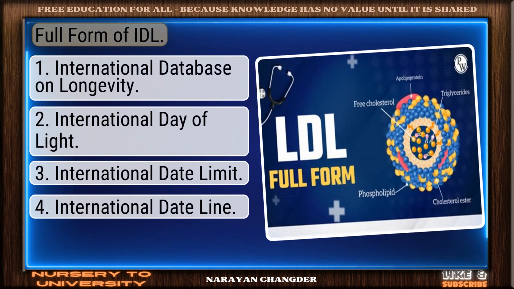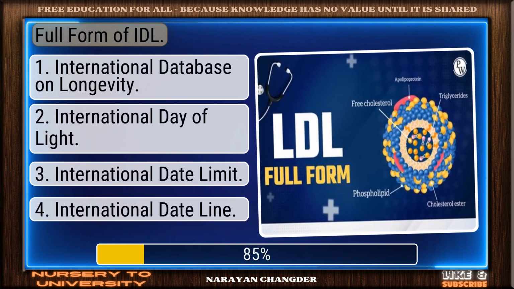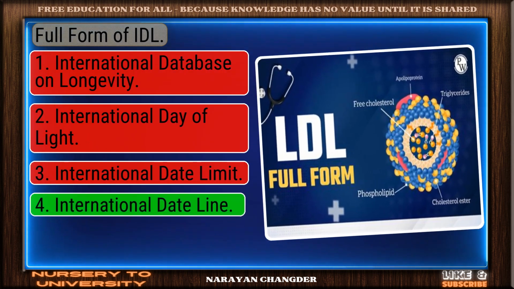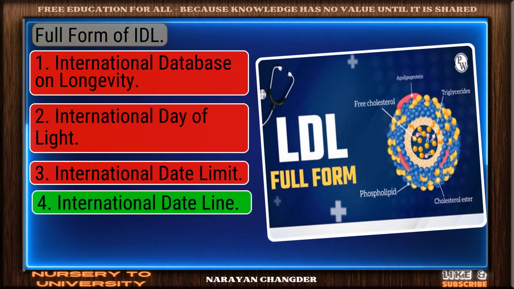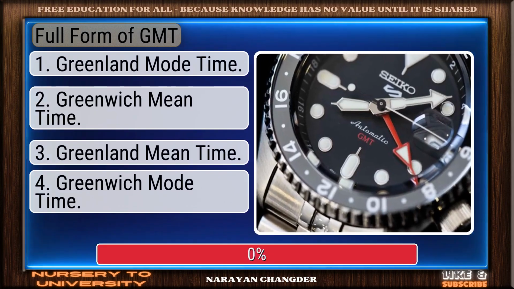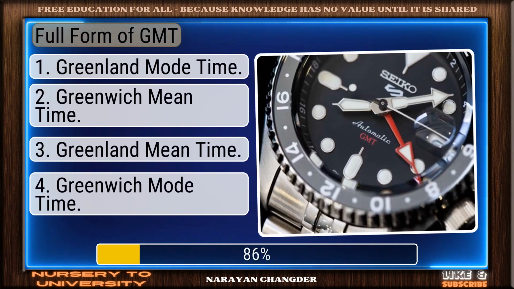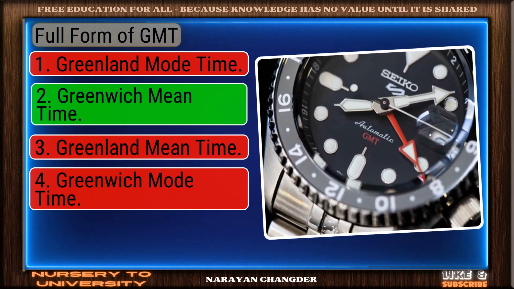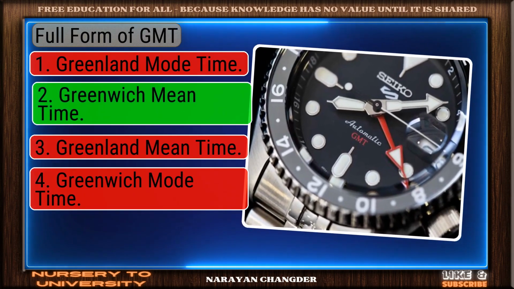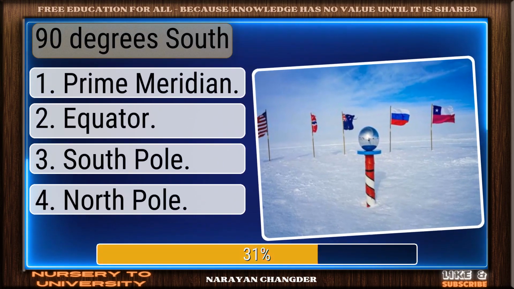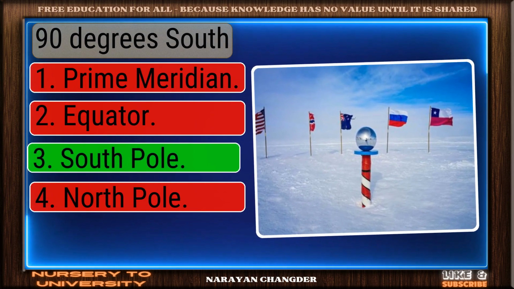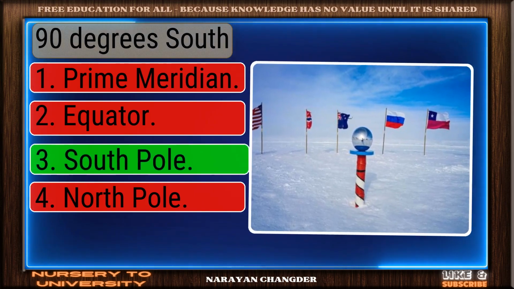Full form of IDL. Smart pick. International Date Line is the correct choice. Full form of GMT. Nice selection. Greenwich Mean Time is the correct and valid answer. 90 degrees south. Bravo. South Pole is the answer.